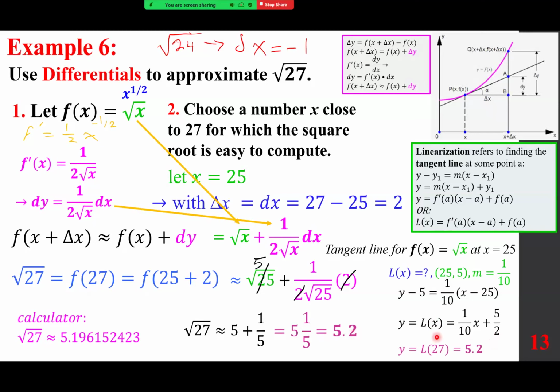As expected, they must be identical, and they are, because differentials and linear approximations, meaning finding the tangent line, are equivalent processes.